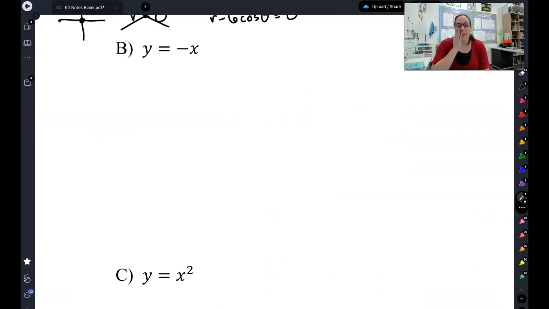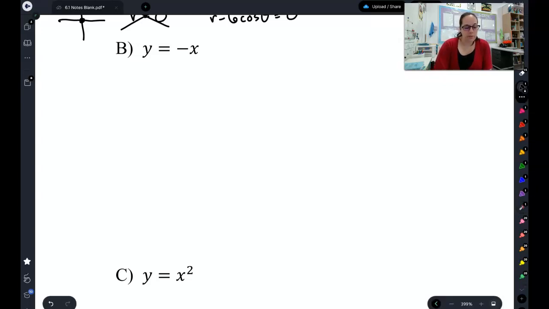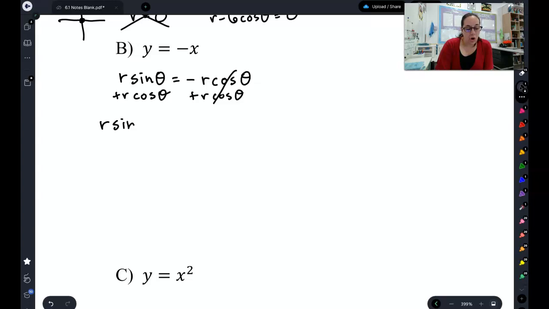Here we have y equals negative x. Don't have any squares to turn into r squareds here. So I'm just going to start by changing y into r sine of theta and x into negative r cosine of theta. Let's bring everything to one side, because I'll notice when I bring everything to one side, they have an r in common that I can factor out. So take that r out.